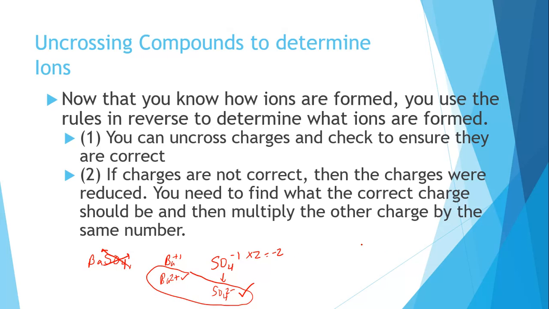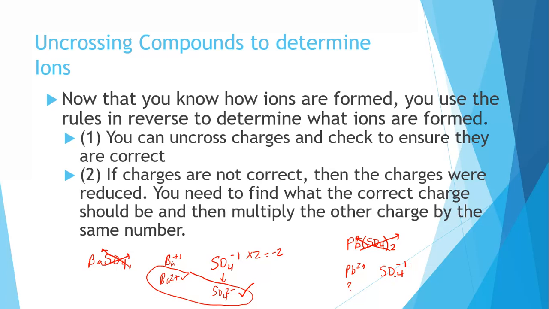Let's do another example. If I did Pb(SO4)2, if I uncross them, Pb gets a 2+ charge. SO4 gets a -1. Typically, Pb is one of those ones that we learned in the previous slide can have a +2 or a +4. So we don't know if that's correct. So we're going to look at the other one, SO4 -1.